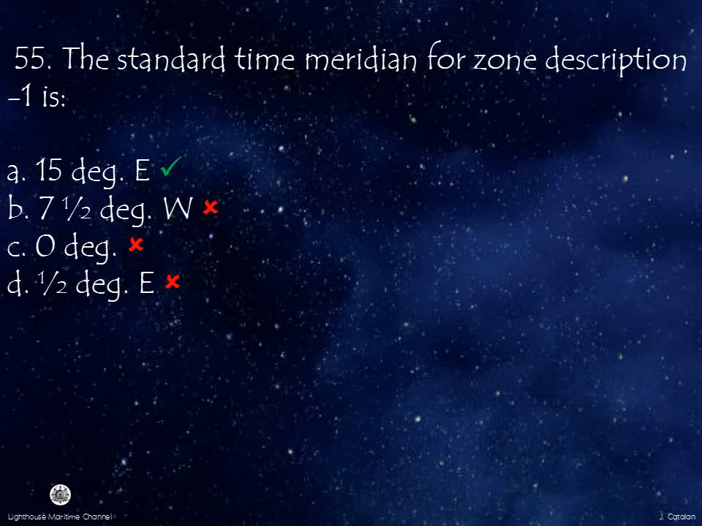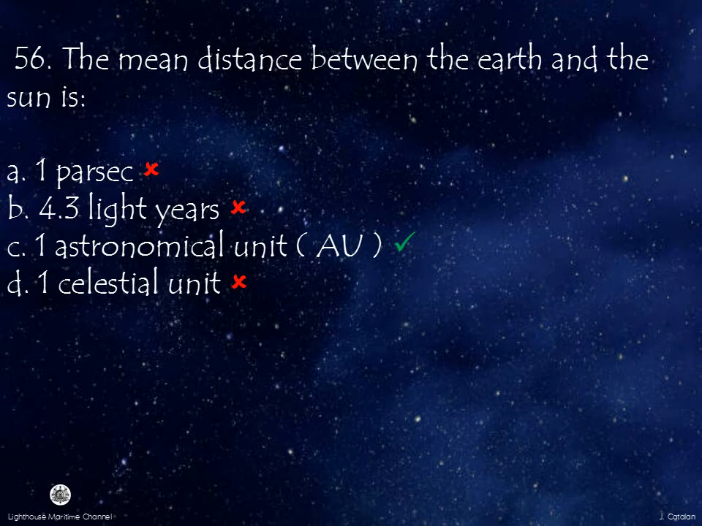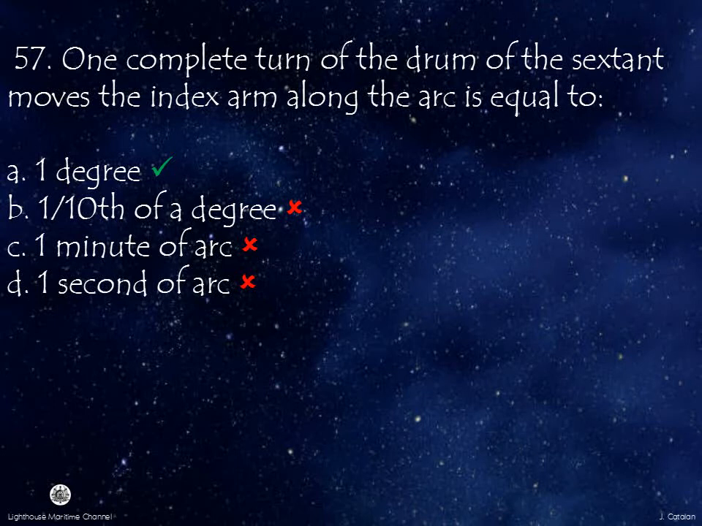Number 55. The standard time meridian for zone description -1 is. Answer: 15 degrees east. Number 56. The mean distance between the Earth and the Sun is. Answer: 1 astronomical unit AU. Number 57. One complete turn of the drum of the sextant moves the index arm along the arc is equal to. Answer: 1 degree.